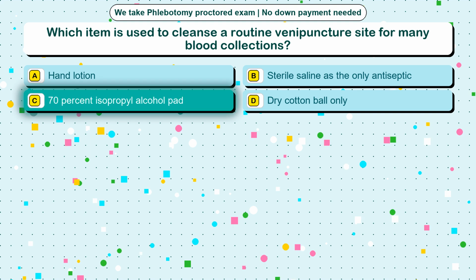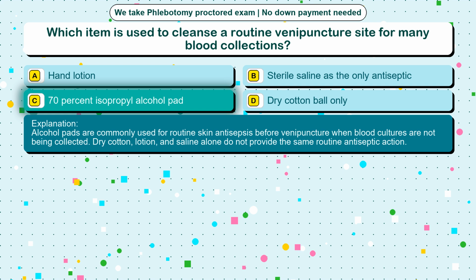The correct answer is option C. 70% isopropyl alcohol pad. Alcohol pads are commonly used for routine skin antisepsis before venipuncture when blood cultures are not being collected. Dry cotton, lotion, and saline alone do not provide the same routine antiseptic action.